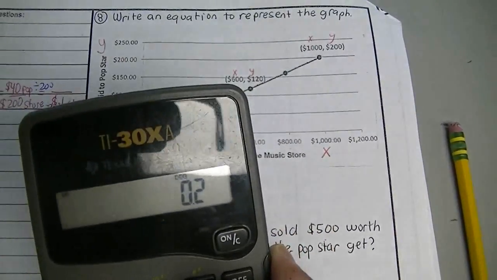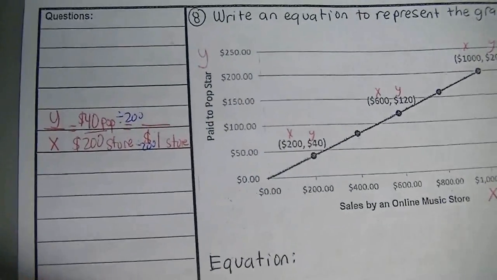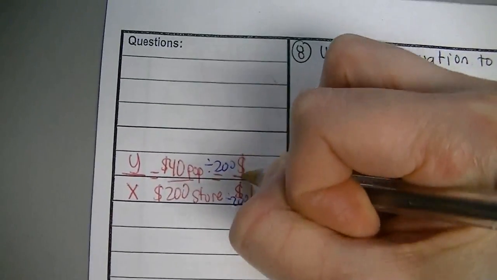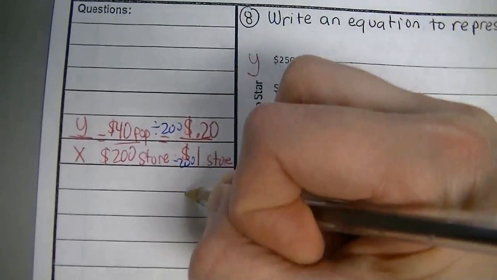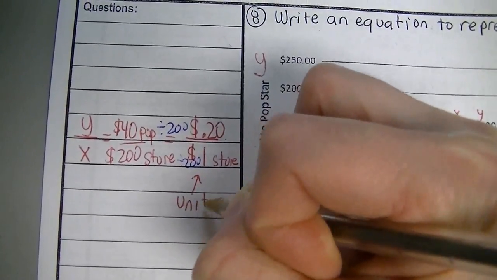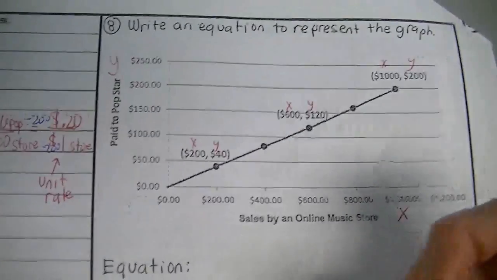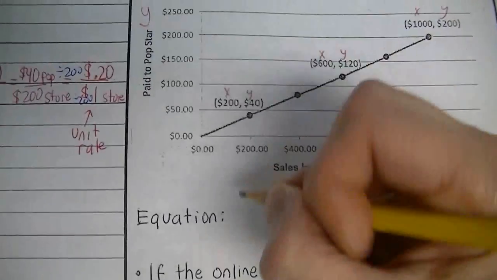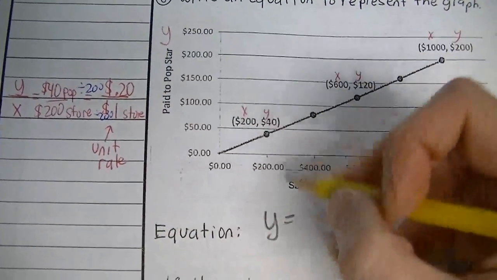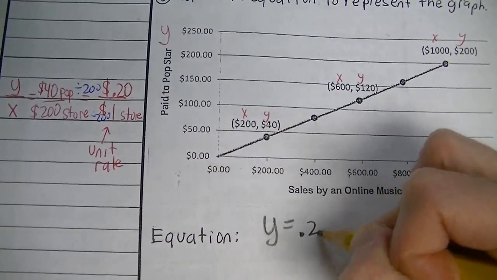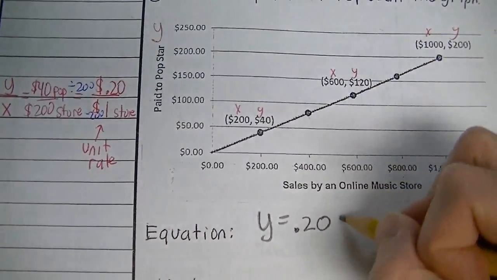And I got 2/10, which is 20 cents. Okay, so now that I have the unit rate right there, I can write the equation. So start off with y equals, now we got the unit rate, 20 cents, so 0.2 or 0.20, same thing, times x.